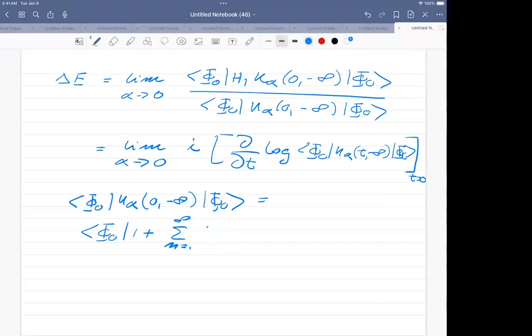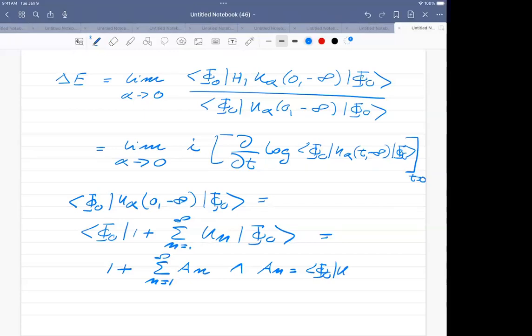Sorry. This is U_n of phi 0. And when we took the log of that quantity, we rewrote it as the sum over n equal 1 to infinity of a_n, where this a_n is now simply phi 0 U_n phi 0.